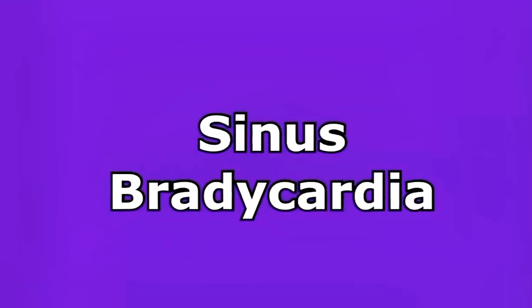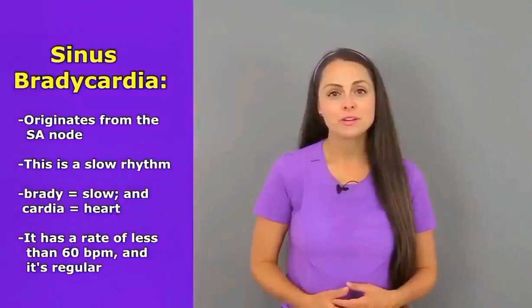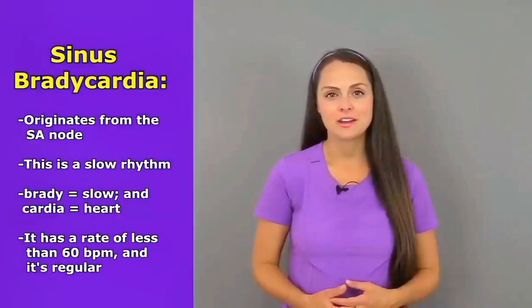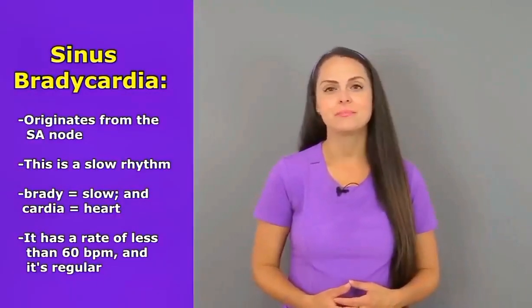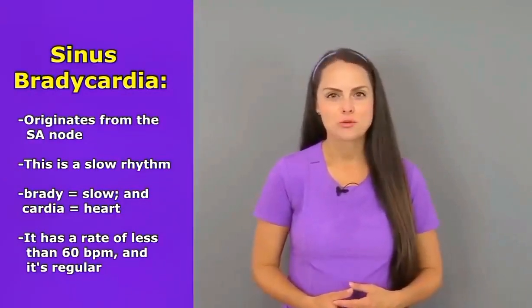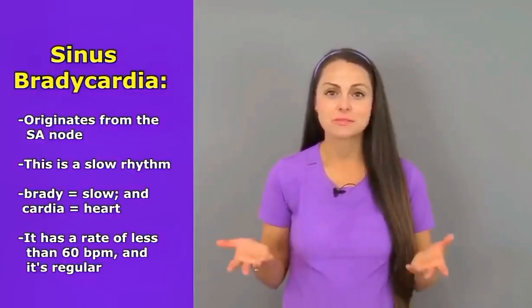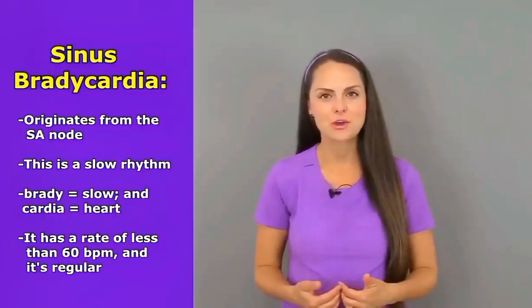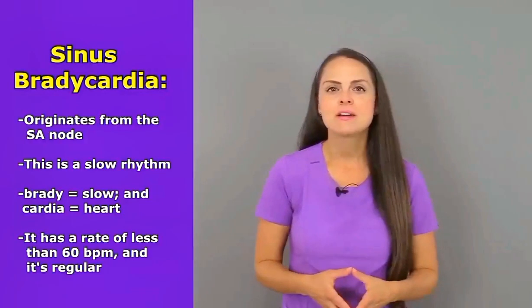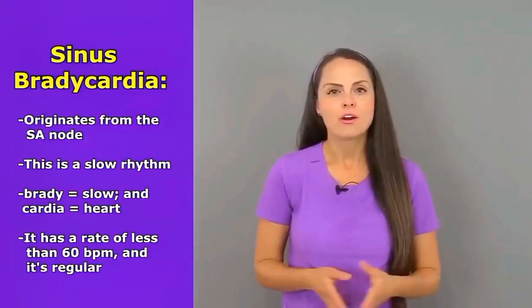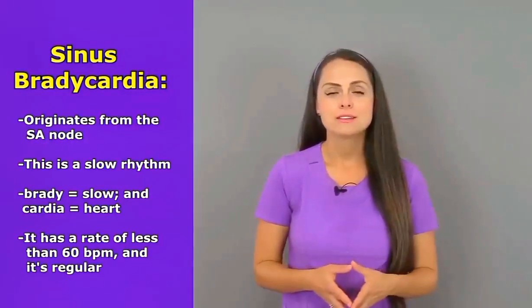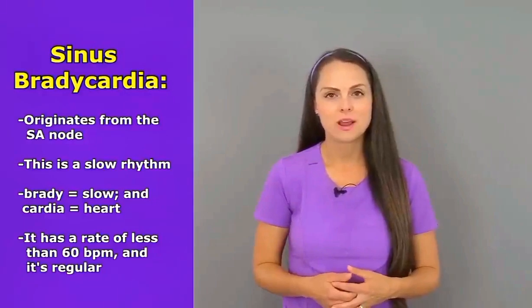Next, let's look at sinus bradycardia. Sinus bradycardia is a rhythm that originates from the SA node, which is known as the sinoatrial node. However, this rhythm is a slow rhythm, and let the names of these rhythms help you. Brady means slow and cardia means heart. So we have a slow heart. With bradycardia, what you have is a rate of less than 60 beats per minute, and it's regular.